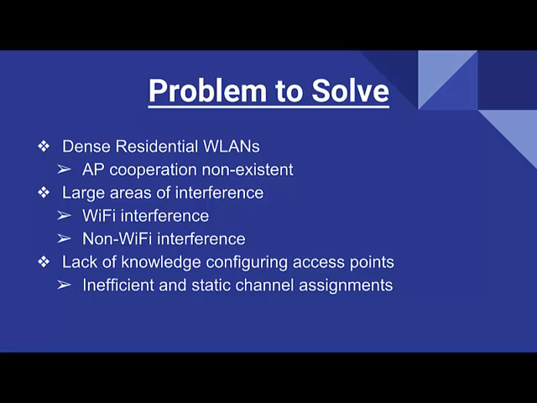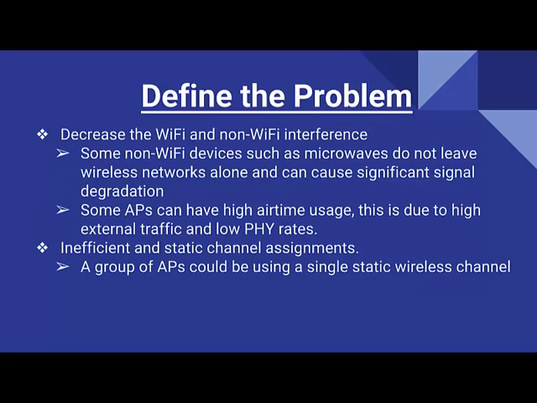The problems that COPE needs to solve are these densely populated residential wireless LANs in which AP cooperation is non-existent, large areas of interference that can be Wi-Fi interference or non-Wi-Fi interference, and the general lack of configuring access points. This could be insufficient and static channel assignments or basic lack of user knowledge on how to properly configure the various devices.